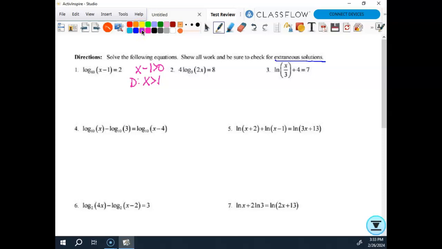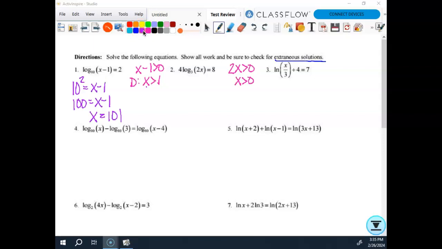I'm going to rewrite it to 10 to the 2nd power equals x minus 1. So that's 100 equals x minus 1. So x equals 101. That is greater than 1, so that is my answer. Number 2, I need 2x to be greater than 0, so x has to be greater than 0.